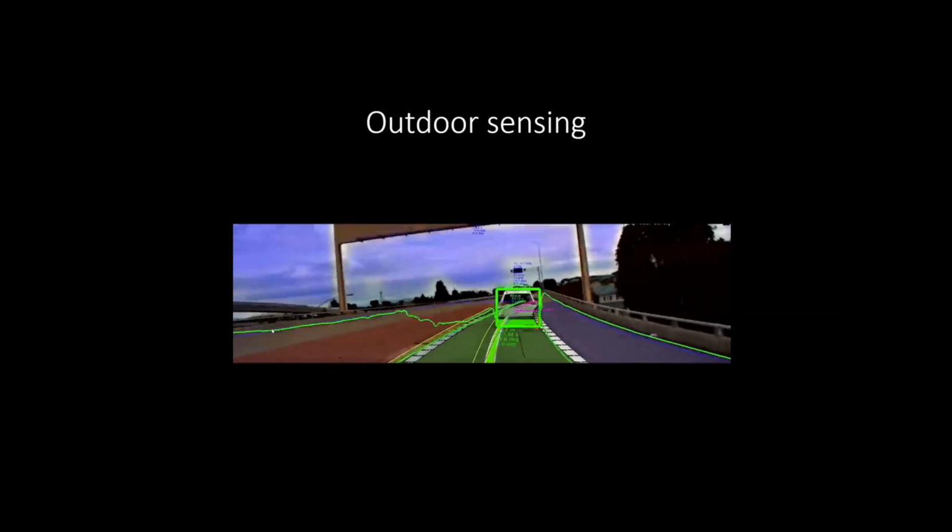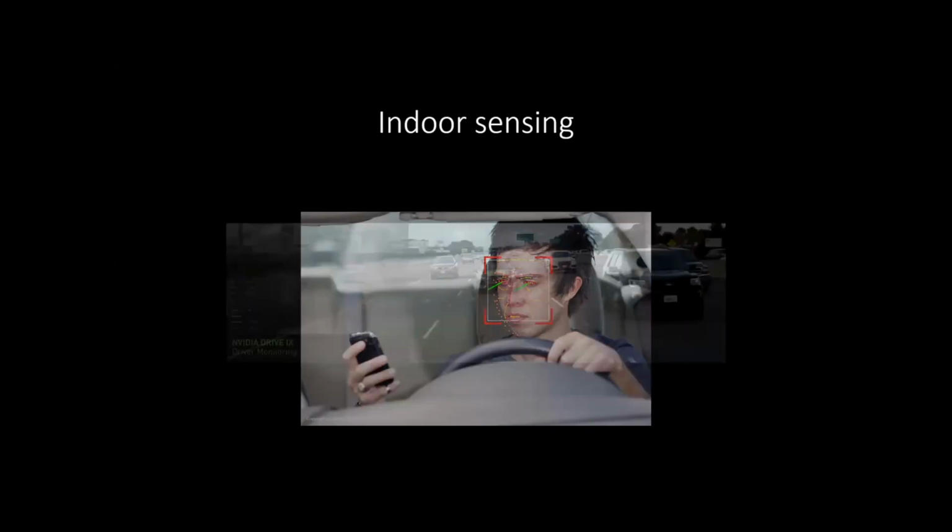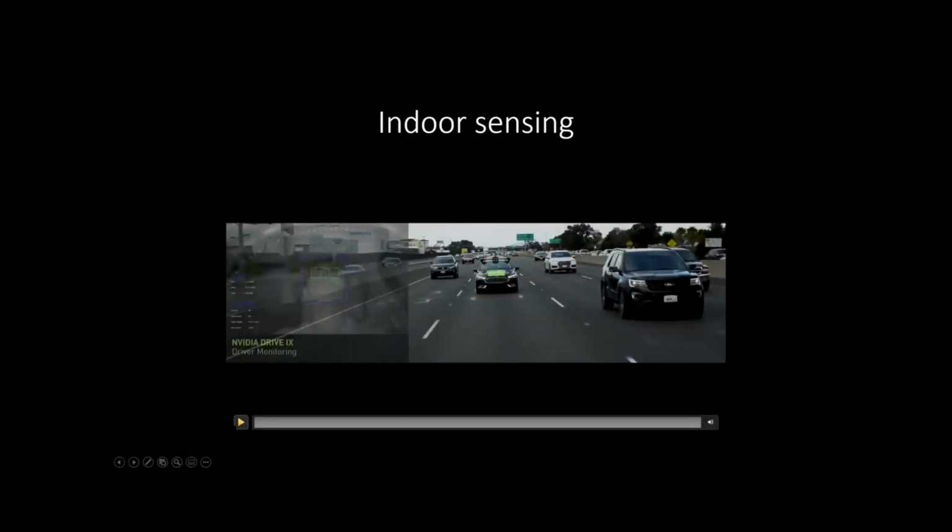So the second part, really important, is indoor sensing. So you want to do multiple things here. You maybe want to figure out if the driver is tired or not focusing on the road, say talking with a passenger or looking at his or her phone. And using these algorithms and computer vision, we can figure this out and maybe warn the driver or even stop the car depending on the context and the situation. So let's look at a short video here.